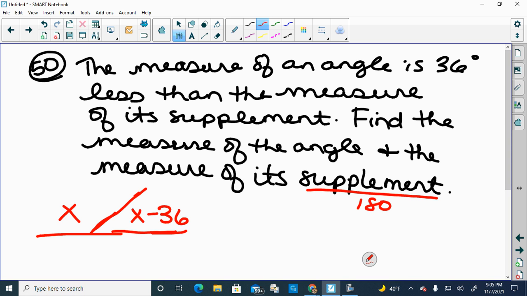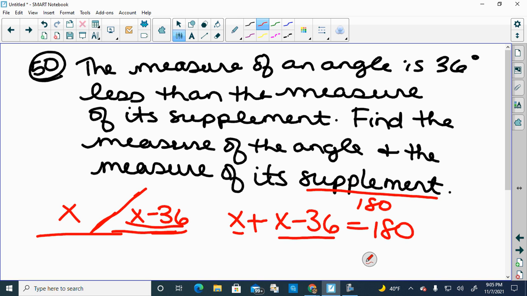Okay, so the two of these should add to equal 180, just like it did with complement. So we're going x plus the other one, x minus 36. Remember, we always don't know one and they describe the other one. There's two angles that add to equal 180.